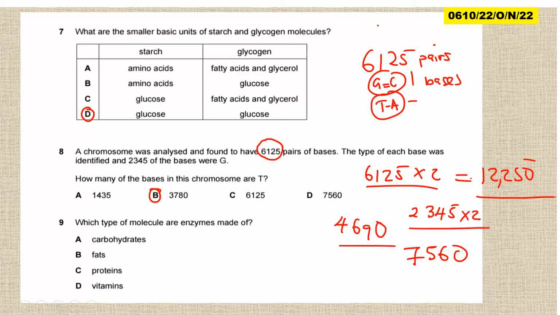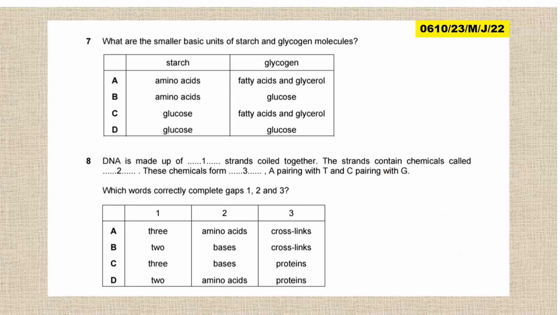I'm sure you've gotten the explanation here. Then question 9, which type of molecule are enzymes? So enzymes are proteins. This is the part that we are yet to look at, but enzymes are proteins.